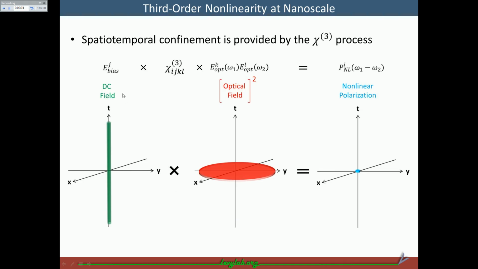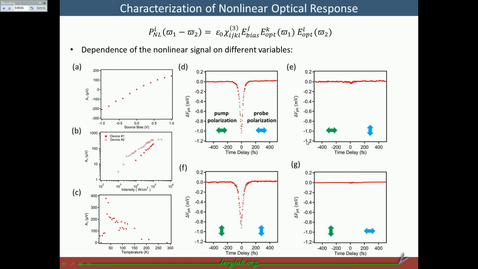So the PC cell is highly confined in space, while the optical field is confined in time. So the polarization will, as a result, be confined both in time and in space. And to prove that the K3 process is indeed the mechanism behind this phenomenon, we conducted a series of nonlinear optical response measurements.